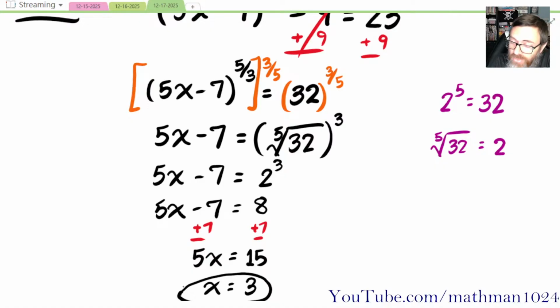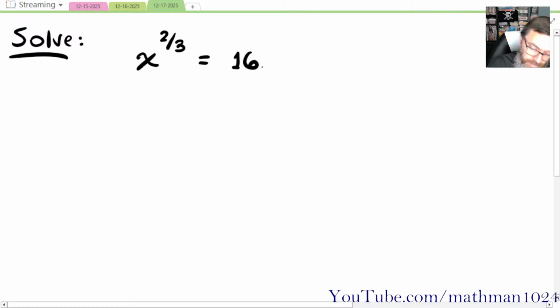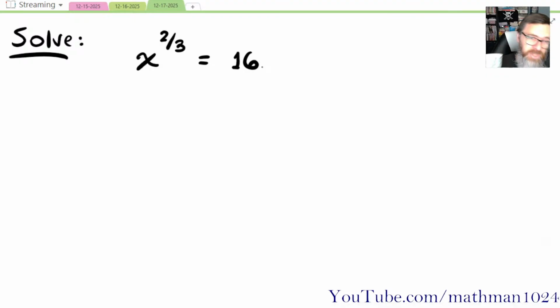Now let me show you where things get a little bit messed up. So suppose I give you this. And I say x to the 2/3 equals 16. I mean, seems simple enough, right? I just have this one instance of my variable as to the 2/3 power, and I just need to get rid of the power.